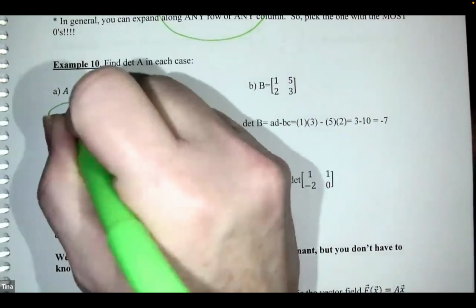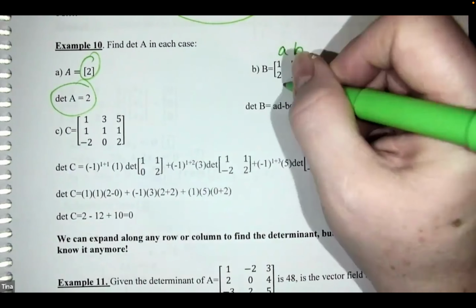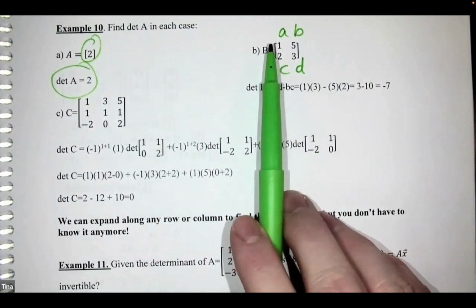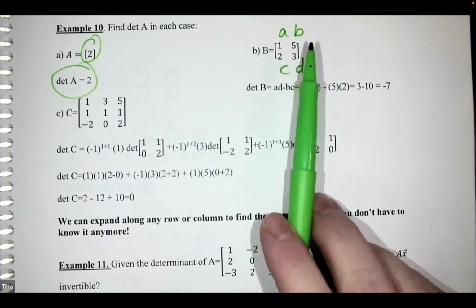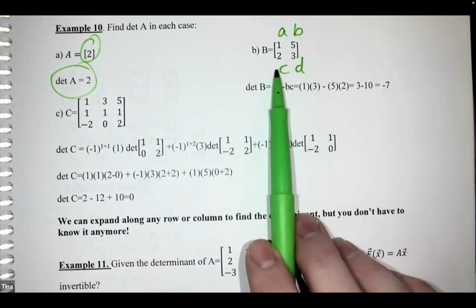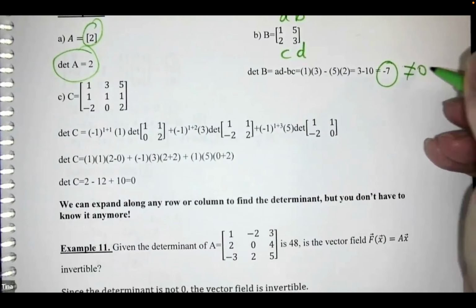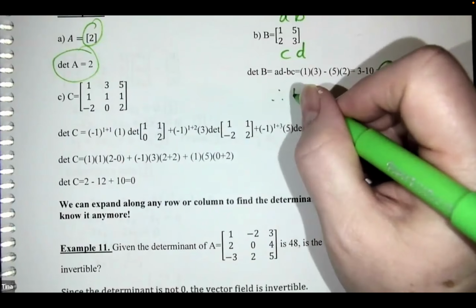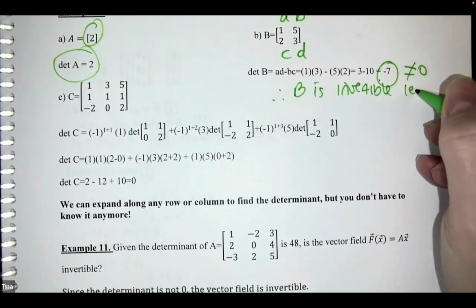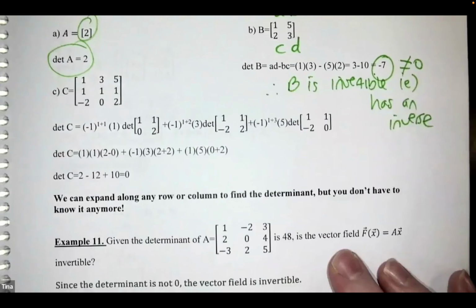A 1 by 1 matrix determinant's just the number in the matrix. 2 by 2, so you talked about, you can do the determinant as AD minus BC. So 1 times 3 minus 5 times 2. So 1 times 3 is 3, minus 5 times 2 is 10, and that's -7. As long as it's not 0, then therefore matrix B is invertible, meaning it has an inverse. Okay, it has an inverse.